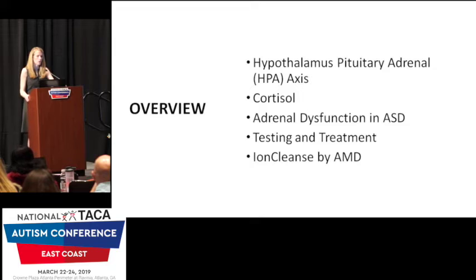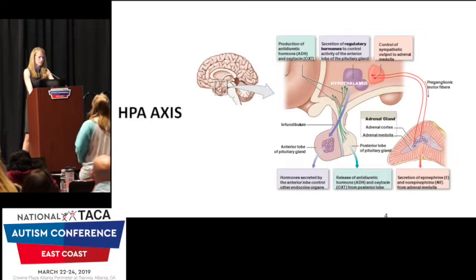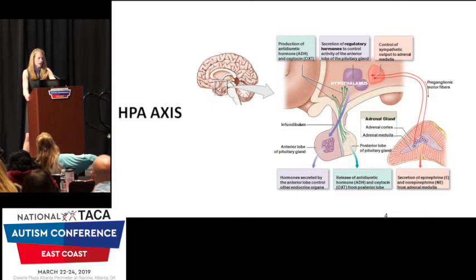So overview, what we're going to be talking about today is something known as the HPA axis. This is the hypothalamus pituitary adrenal axis. With that, we'll be speaking about cortisol and how cortisol may affect different systems in the body, as well as adrenal dysfunction, specifically in autism, testing and treatment, what we can do about adrenal dysregulation in our kids, and then about the Ion Cleanse.